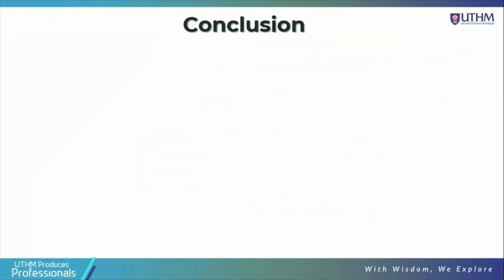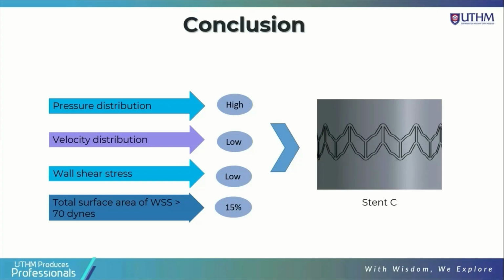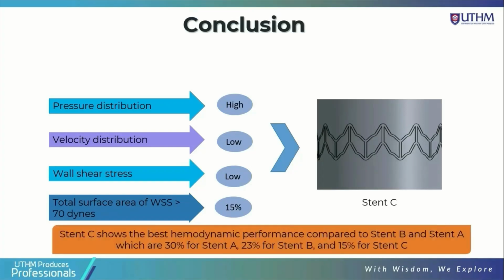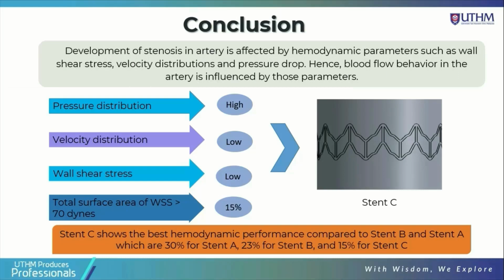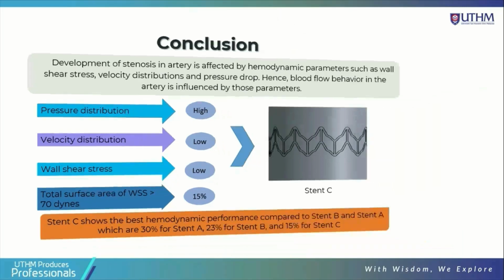In conclusion, the best stent performance is type C. Type C shows the lowest total wall surface area percentage compared to type B and type A. Thus, the shapes, configurations, and design of the stent should be acknowledged in order to lower the risk of atherosclerosis formation due to growth of thrombosis.